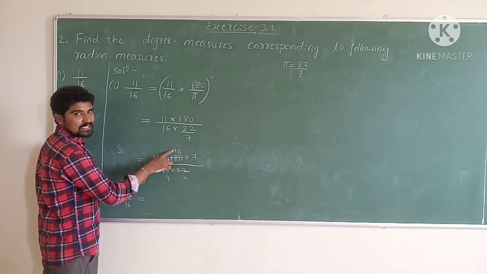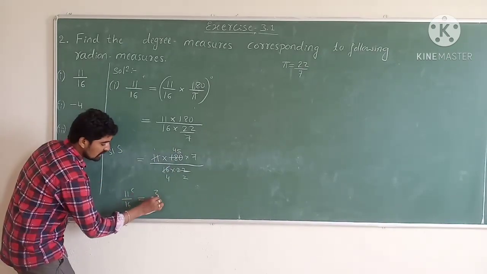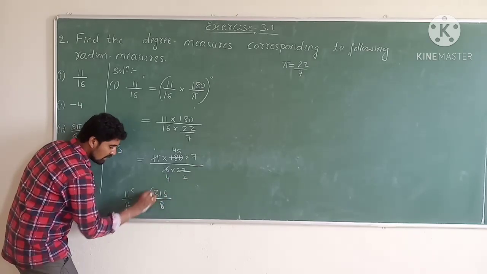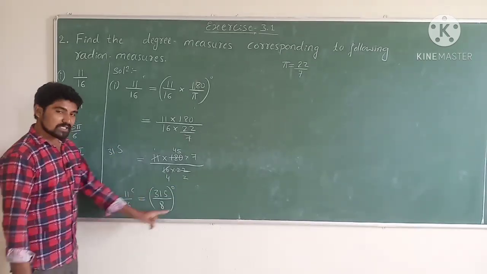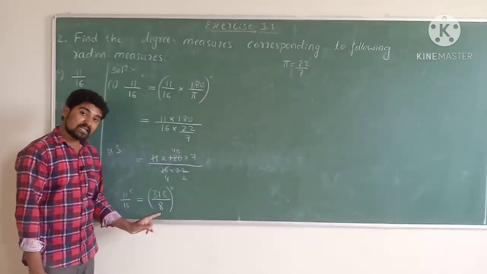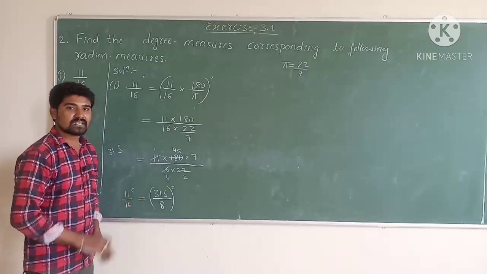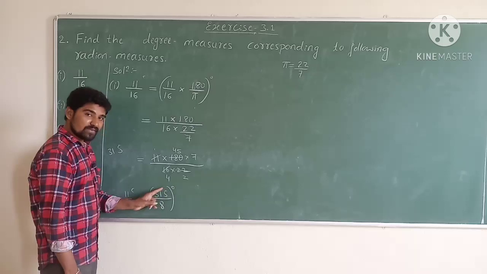7 4s are 28, 28 plus 3, 31. So 315 divided by 4 was 8. 8 degrees. Now, still we need to simplify this degree measure angle. This degree measure angle can now be split into degrees, minutes and seconds. So for that we need to divide this 315 by 8.